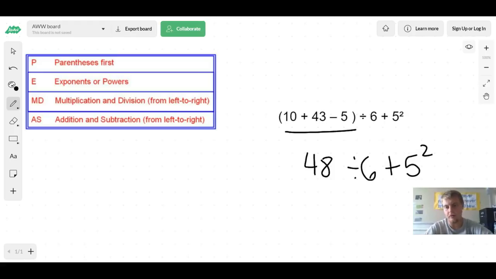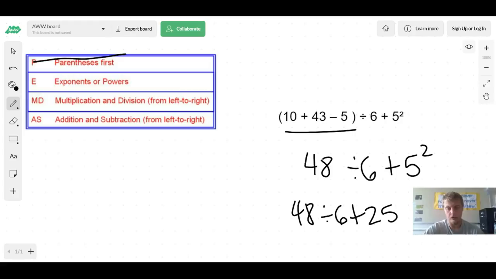You'll notice when I've dealt with the parentheses, I can actually drop the parentheses. So they're dropped and they're gone now. Well, the next thing, we got rid of parentheses, so next we look for our power. And our power is this squared thing. So this is actually 5 squared. So that's going to be 48 divided by 6 plus 25, because 5 squared means 5 times 5.